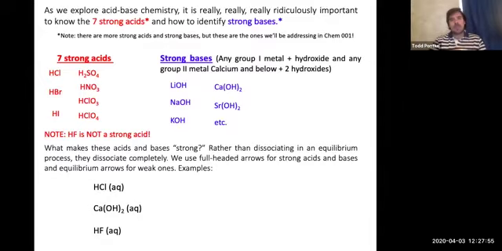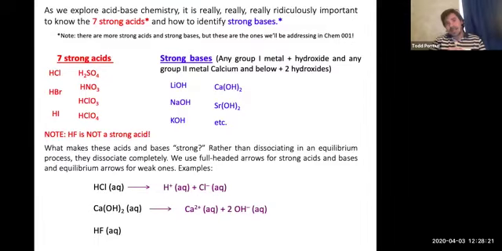And then recall what makes them strong is that when they dissociate, they go all out. So HCl, for example, will turn completely into H plus and Cl minus. Now, technically speaking, 1 out of every billion or so might stay together as HCl, but for the most part, these things are 99.999% going to be ionized. Calcium hydroxide, same situation. It's going to dissociate completely into calcium 2 plus, and its 2 hydroxides. So when it goes all out.